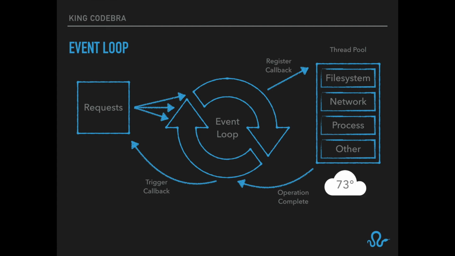Once it has the weather data, it tells the event loop that operation has been completed and passes the weather information to it. The event loop then triggers the callback and returns the weather information or data to the application that requested it. Your application can now display the weather data it received.